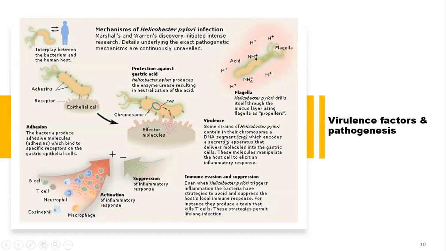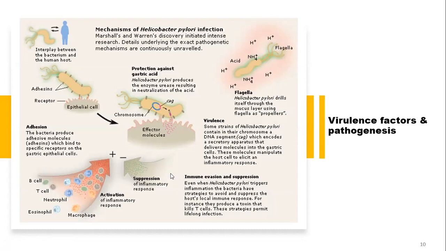Then it has what we call different pathogenicity island. Remember I told you the last time that the pathogenicity island converts a non-pathogenic organism to a pathogenic organism. Studies have shown that strains of Helicobacter pylori that lack the CAG pathogenicity island are not pathogenic. So the presence of the CAG makes it a pathogenic strain.